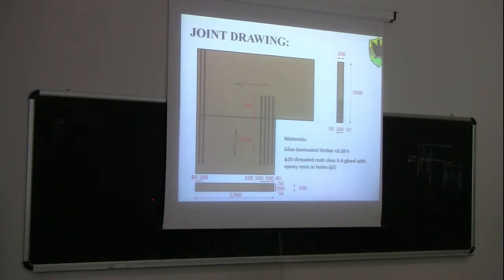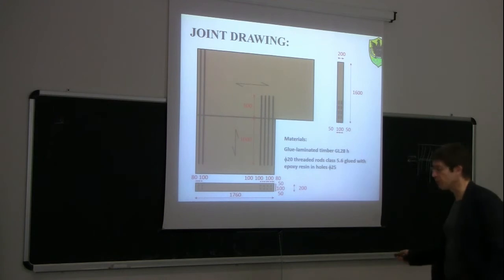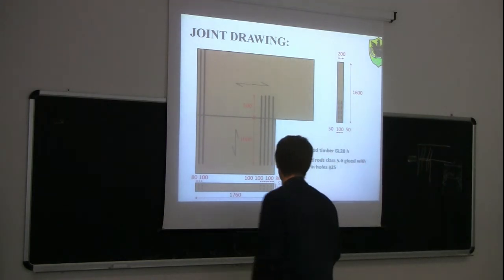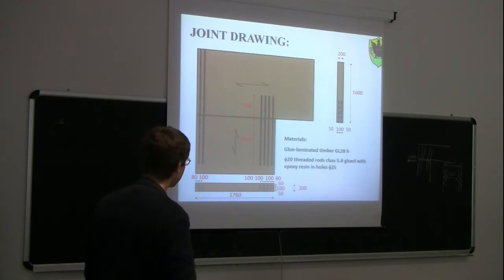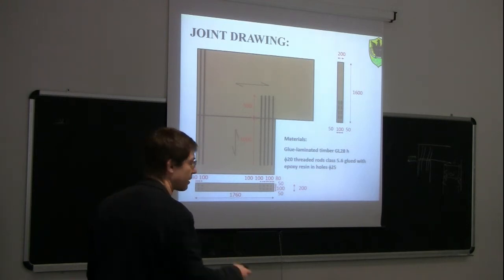This is 1.71. So the beam will be 1.6 meter high, and the leg of this portal frame will be almost 1.8 meter deep. So in the end, it's a very big joint. Theoretically, here we should use one rod, and the rod should be 2.6 meter long.